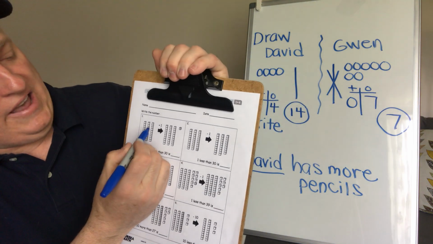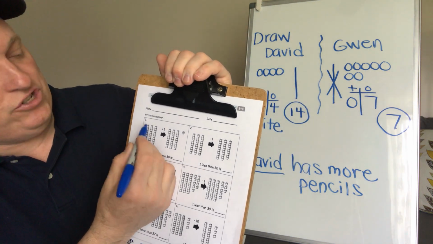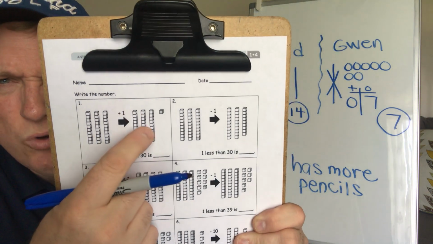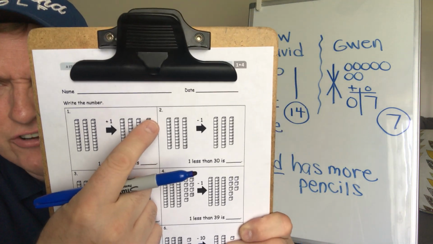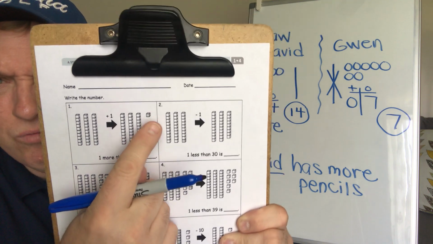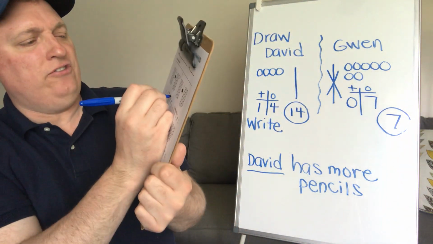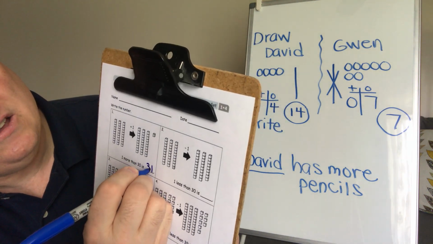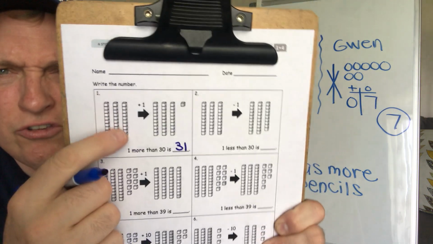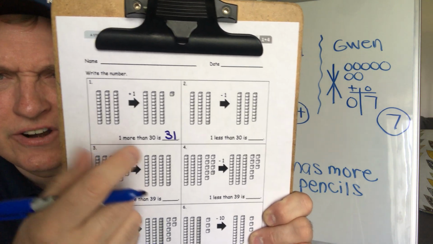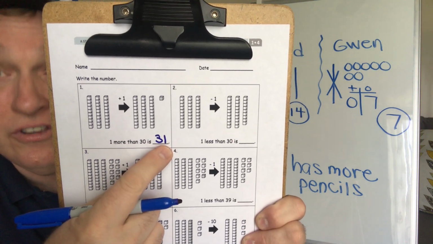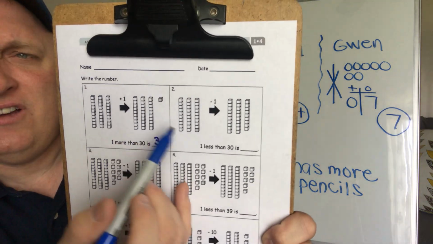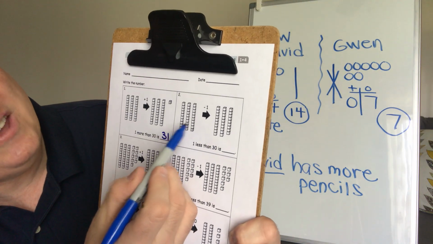So, you have 3 bundles of 10, which is 30. This is the first one. You add 1 more. So there's your 30, and there's your 1 more. So, I have 1 in the ones place. I have 3 bundles of 10. So, boys and girls, 1 more than 30 is, what's the answer, boys and girls? 31. Excellent.